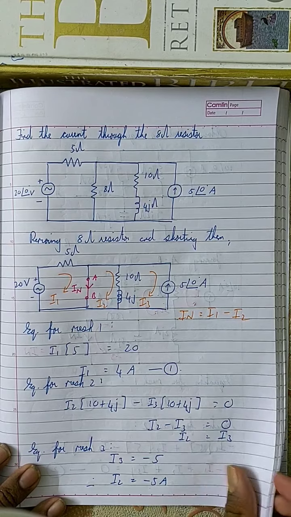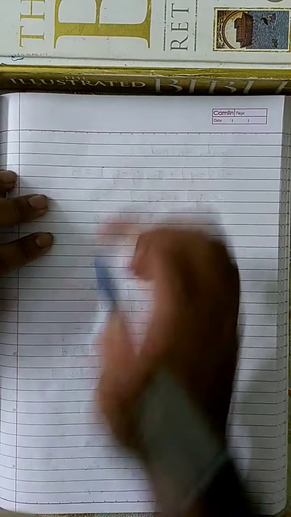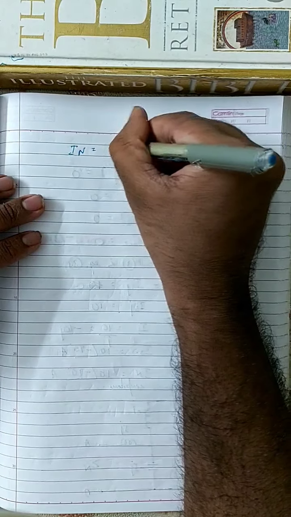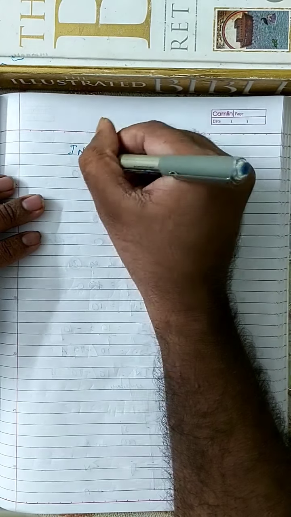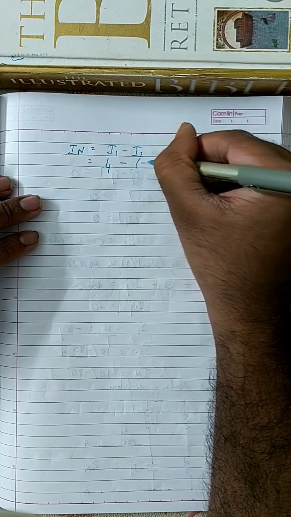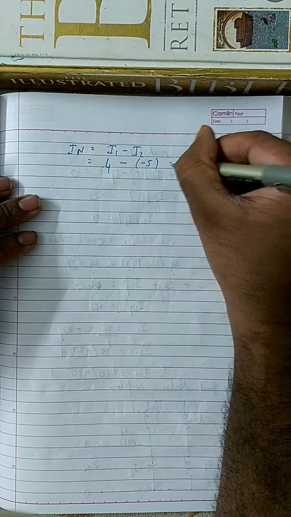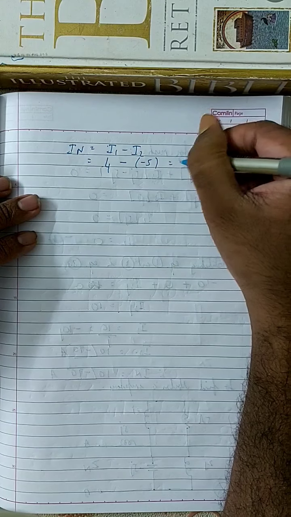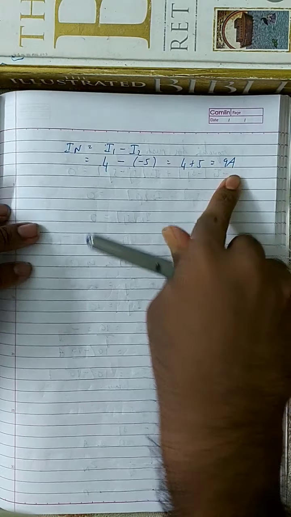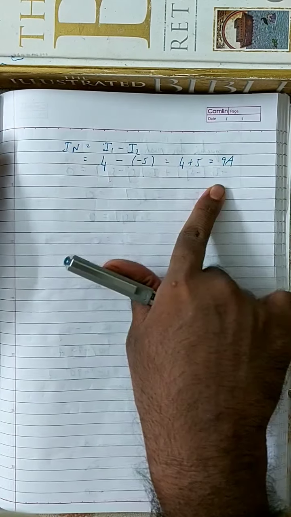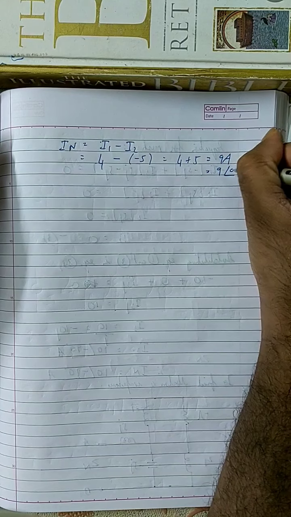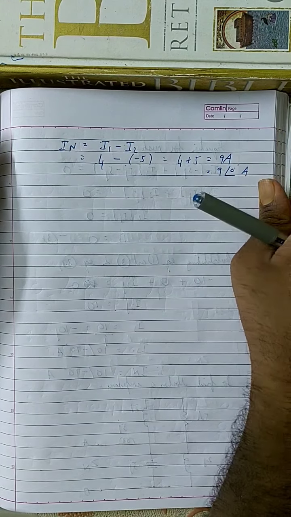So therefore Norton's current IN is equal to I1 minus I2, which is 4 amperes minus, and I2 is minus 5 amperes. So this is 4 minus of minus, which is plus, so it is 4 plus 5, which is equal to 9 amperes. This is the value of Norton's current. Norton's current is 9 angle 0, that is 9 amperes. You don't have to write like this, it is for your understanding.